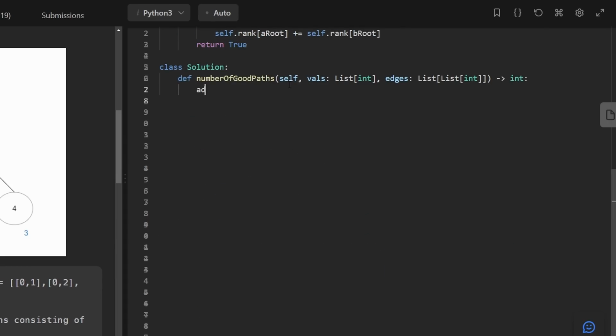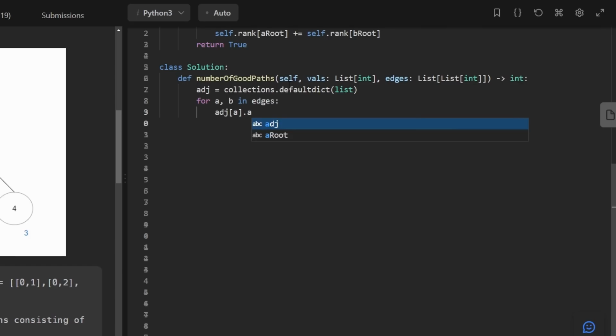The first thing I didn't talk about much was that we do need an adjacency list. For every single node, we need to create a hash map of a mapping. So what I'm going to do in Python is create a default dict where the default value is going to be a list or an array. And then we're going to go through every edge. So every edge has 2 nodes, A and B, connecting them together. And we're going to say A is adjacent to B and B is adjacent to A. This is just so we can traverse through the neighbors of every single node.